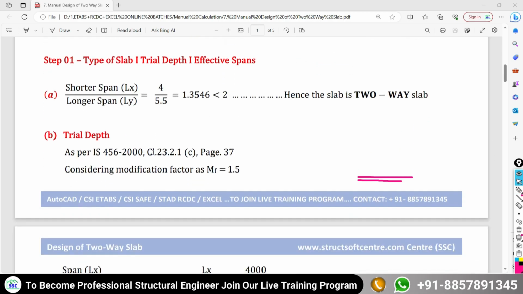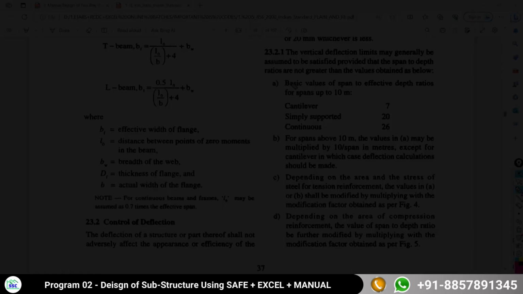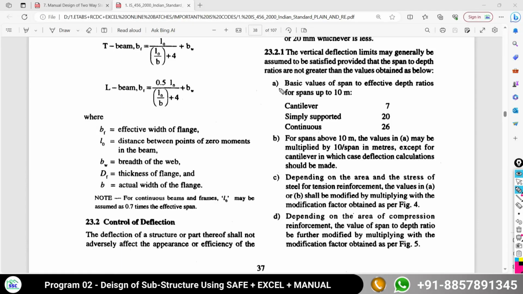Now next we have to find out the trial depth, how much depth of the slab is required. For that reason we have to look at IS 456-2000 clause number 23.2.1, page number 37. This clause will tell you how you can decide the depth of the slab, and that will be your trial depth. In IS 456 page number 37 clause 23.2.1, this defines the span to effective depth ratio for the different types of slab.